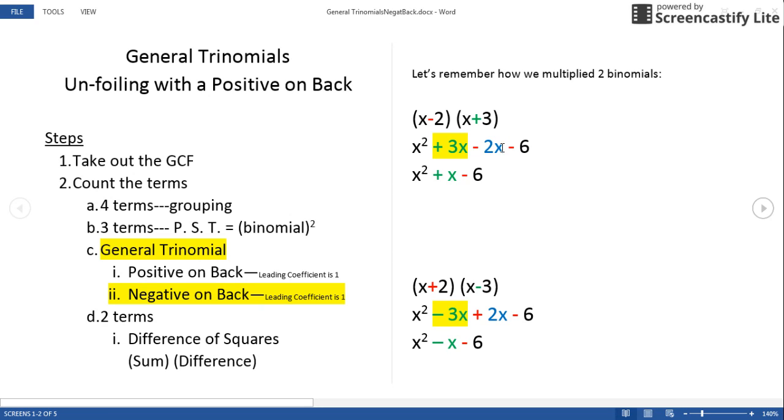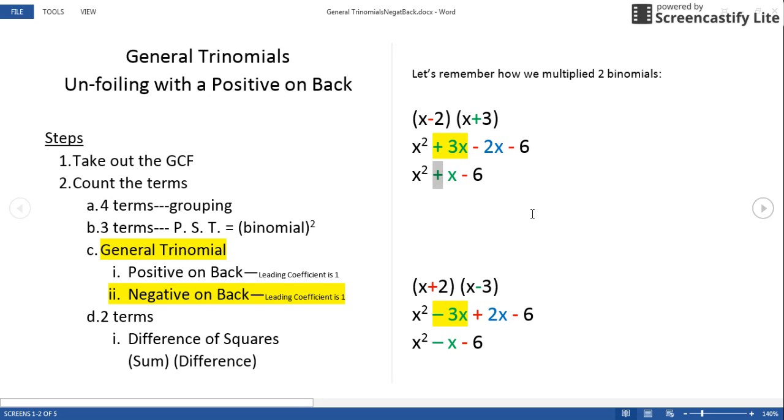Now, when we're determining what the middle is going to be, when we put together 3x minus 2x, we are subtracting this time. 3x minus 2x gives us positive x as the result. The sign in the middle is determined by the larger product when we compare outside and inside things. The larger product, 3x, is bigger than 2x, so we take the sign of that 3x, which was positive.